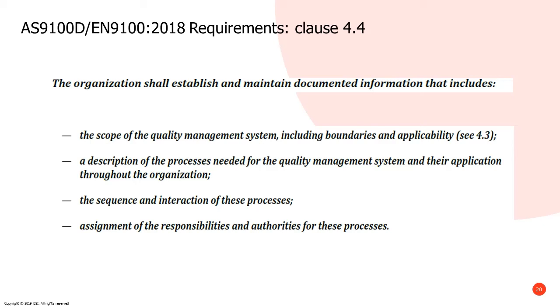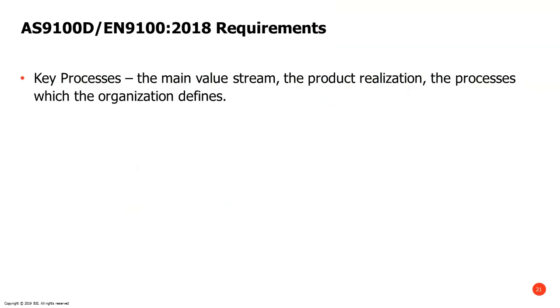So you shall establish and maintain documented information that includes the scope of the QMS. And scope means the activities, the processes you do, as well as the geographical locations of what you do. And that may be a variety of sites around the planet, and you may have permanent sites, you may have temporary sites. So the scope includes those as well. Description of the processes needed for the quality management system. Now it doesn't say key processes or support processes, it just says the processes. So you need to define the key processes and the support processes, and again I'll cover that a bit later. Sequence and interaction, so how does it all hang together, and the assignment of responsibilities and authorities for these processes. So we're going to work our way through how we're going to meet those things.